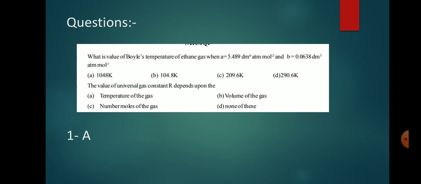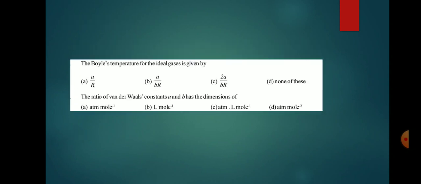Second question: the value of universal gas constant R depends upon option A, temperature of the gas, option B, volume of the gas, option C, number of moles of the gas, option D, none of these. And the answer is option D, none of these, as the universal gas constant does not depend on any of the parameters, and it is independent of all of them. It does not change with any change in the parameter.